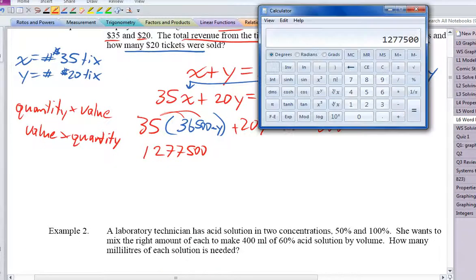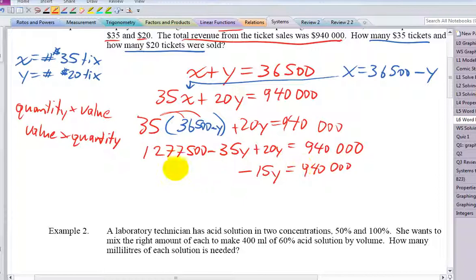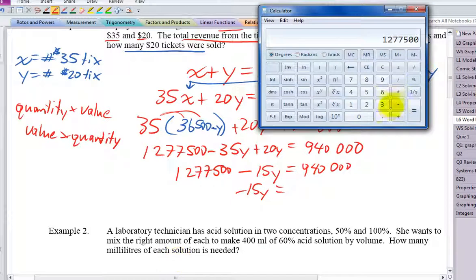1,277,500 minus 35Y plus 20Y equals 940,000. Now, when you put Y together, you're going to get negative 15Y. Don't freak out about that yet. Things are going to work out because you can see over here there's a very large number, like a million. So when it moves to the other side, you're going to get a negative number.